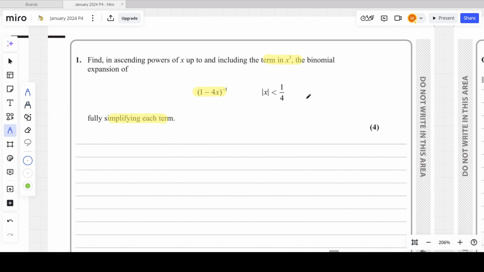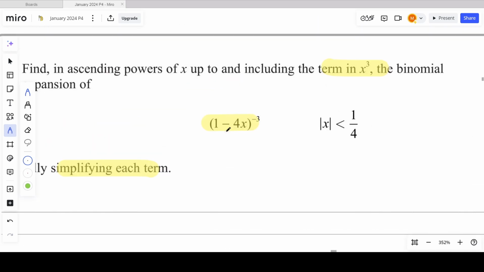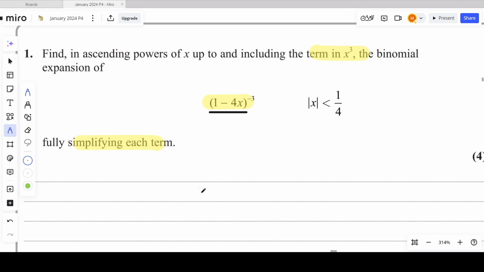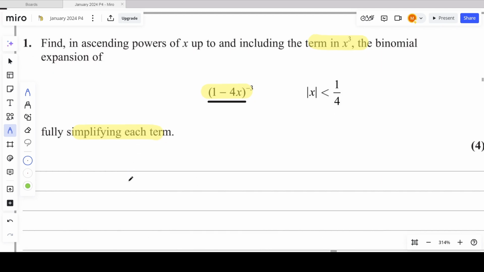So for this question, for binomial expansion, we know that there is a binomial expression given, 1 minus 4x to the power minus 3. So you can see there is a binomial expression, so we have to expand it. Let's expand this binomial expression.